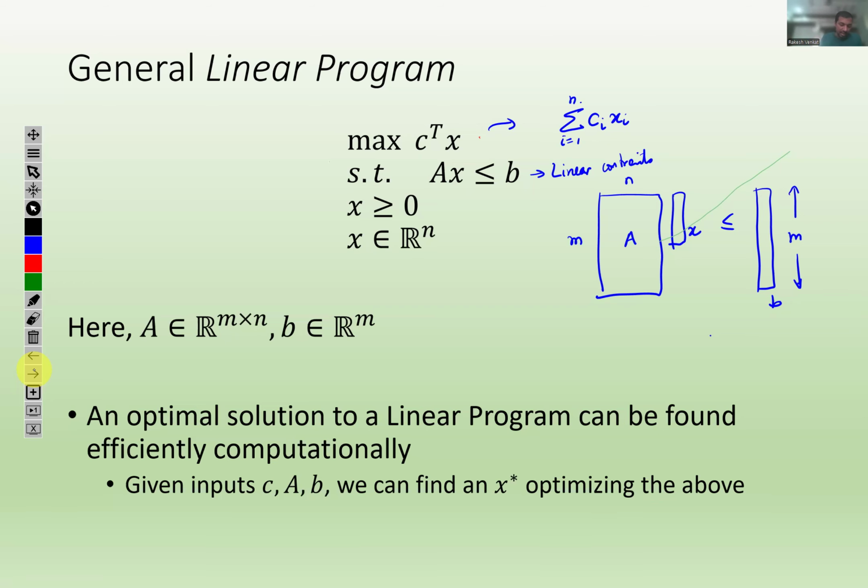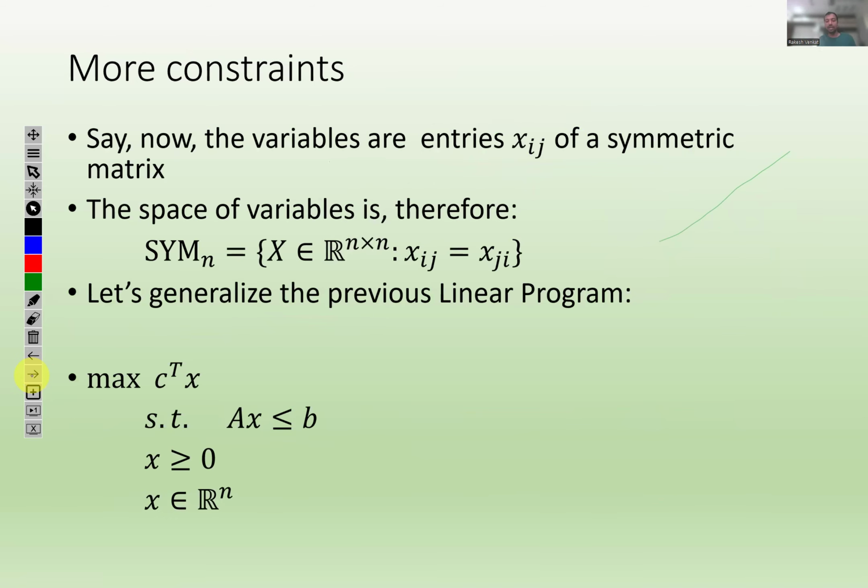Good. So if this is clear, what we'll need is actually a generalization of this in some way. Now say that the variables are not just x1 to xn, but for some weird reason, I'm going to look at the variables as being arranged in a matrix.